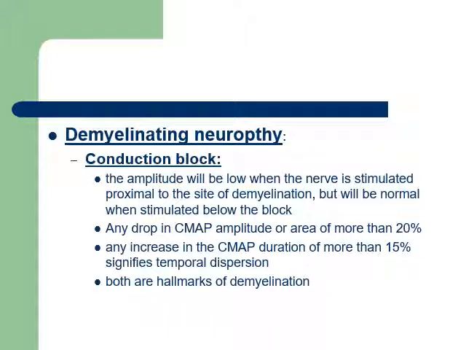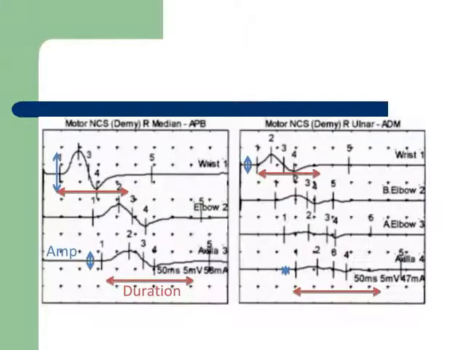Examples of the neurophysiological finding of conduction block: the amplitude would be low when it is stimulated proximal to the site of demyelination, while it is normal if it is stimulated below the block. Any drop of the amplitude or the area of more than 20% can diagnose conduction block. Any increase in the CMAP duration of more than 15% signifies temporal dispersion. Sometimes both are the hallmarks of conduction block secondary to demyelination.